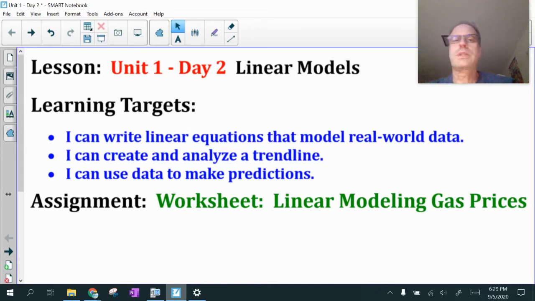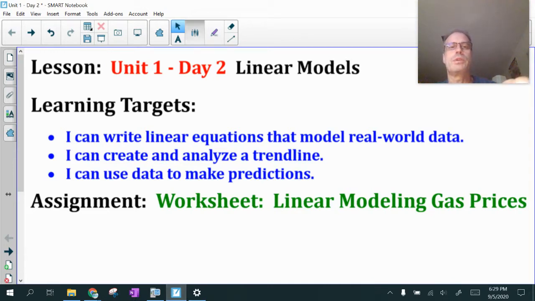Hello folks, Mr. Johnston back here again, and this time we're going to be talking about linear models, a little bit of linear regression, and trying to find trend lines and make predictions. So what we're going to do is take some data and come up with some information based off it.